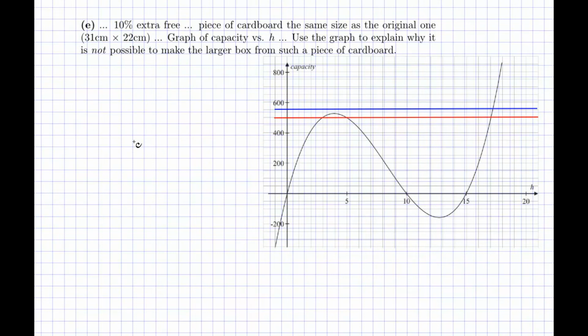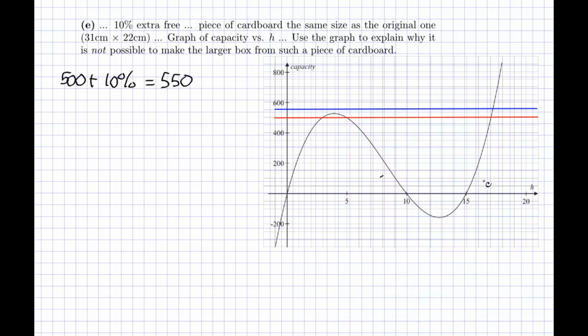Now in part E, we're told the company wants to make a box that's 10% larger in terms of its volume, but it wants to use exactly the same piece of cardboard, with the same dimensions, 31 by 22 centimeters. This graph here shows the capacity as a function of h, and we have to use the graph to explain why it's not possible to make the larger box from a piece of cardboard. Well, first of all, the new capacity is 500 plus 10%, which is 550. Now, notice here is about 550. If you bring that across here, you notice it only crosses this graph at one point. And that's where the issue lies. There's only one possible value of h that will give this capacity of 550, and that's 17 point something.